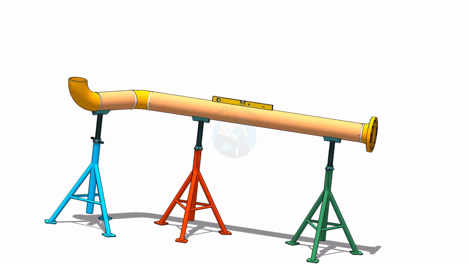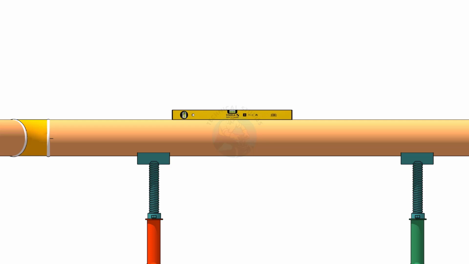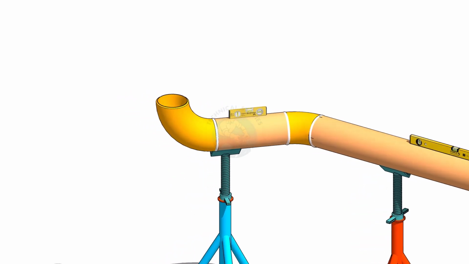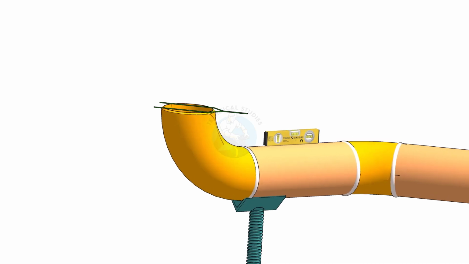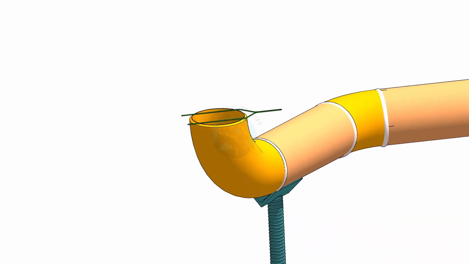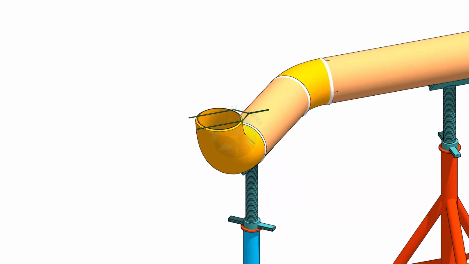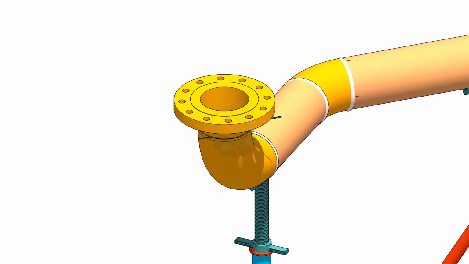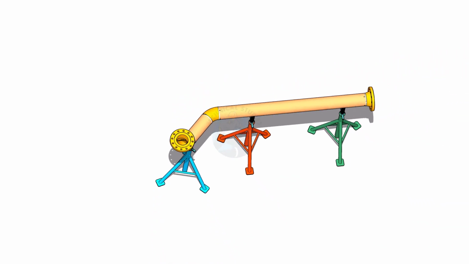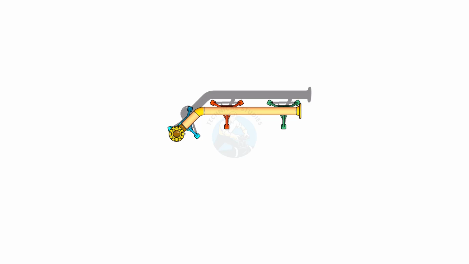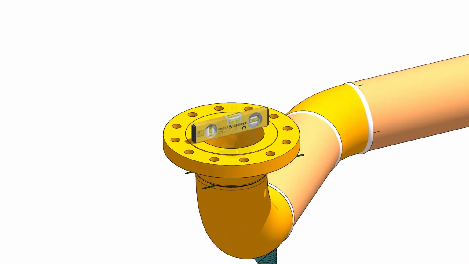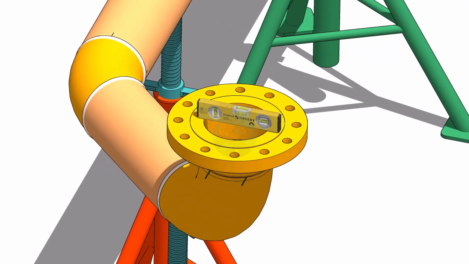First, level the pipe, as shown. Place the gap rod and position the flange on the elbow face. Now, check the level of the flange. This method works regardless of the turning degree of the elbow.